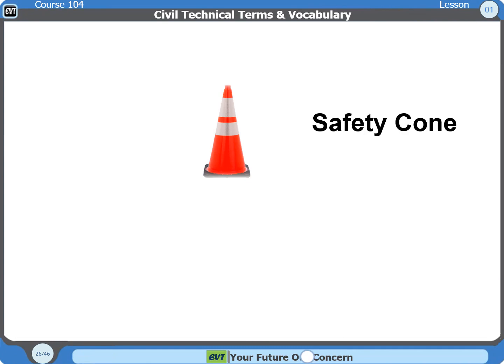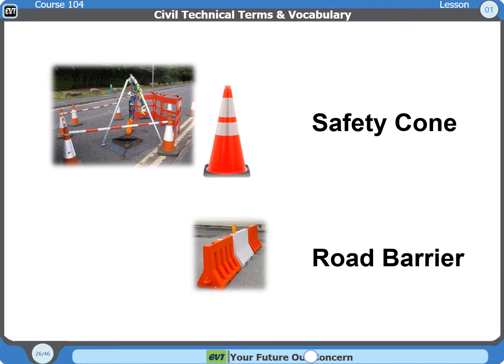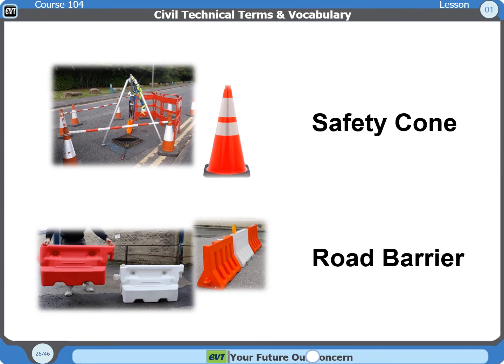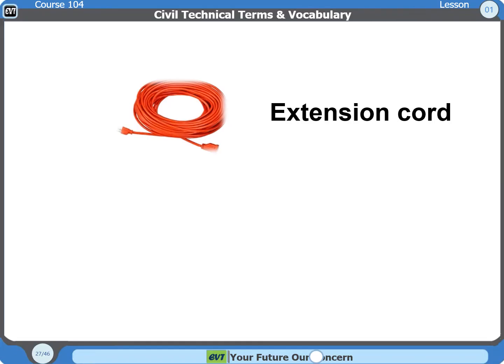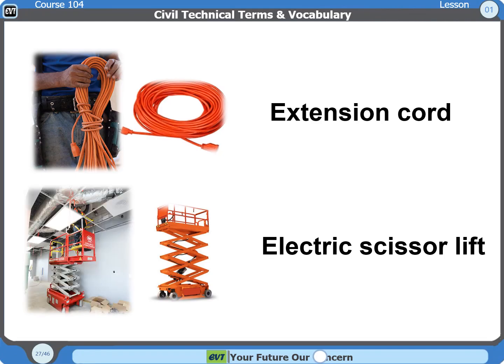We have safety cone, provide a brief reminder to pedestrians or motorists to proceed with extra caution. We have road barrier, used to protect traffic from roadside obstacles or hazards. We have extension cord, provide power for devices. Electric scissor lift is a machine made to move personnel and equipment in a vertical direction.